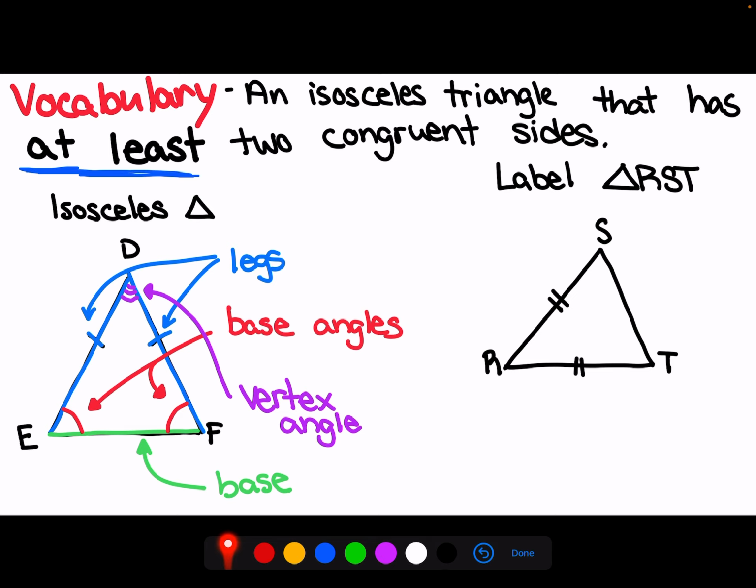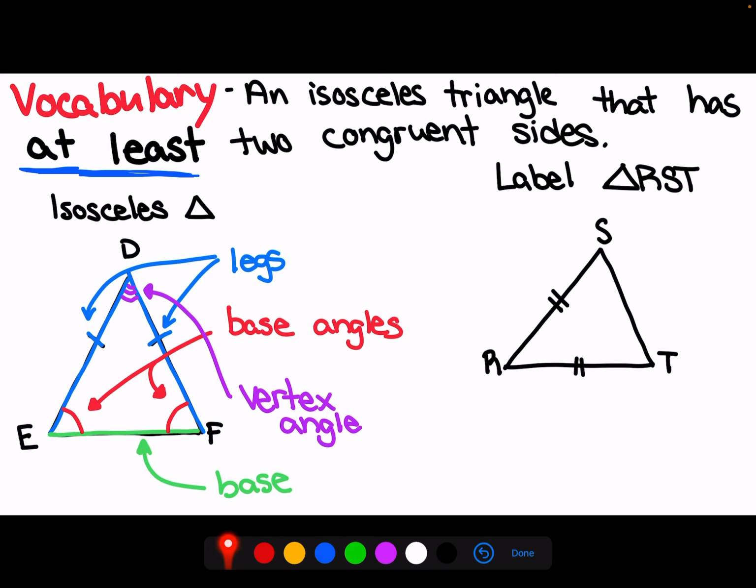In an isosceles triangle, there are very specific terms for each part of it. I want to make sure that you know these terms, because we're going to be using them quite a lot. The first one that I want to talk about is the legs. The legs are the two congruent sides. It's what makes an isosceles triangle an isosceles triangle. In this one specifically, we have segment DE and segment DF as our legs.